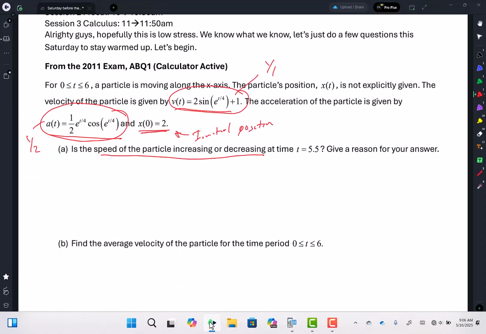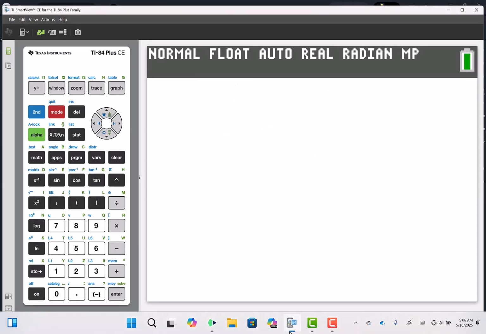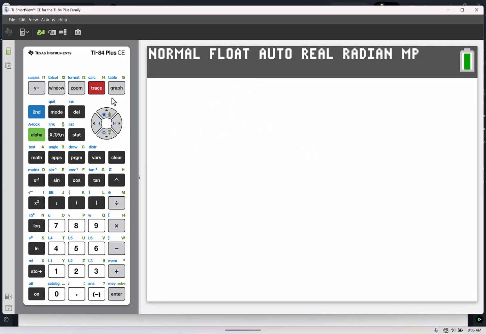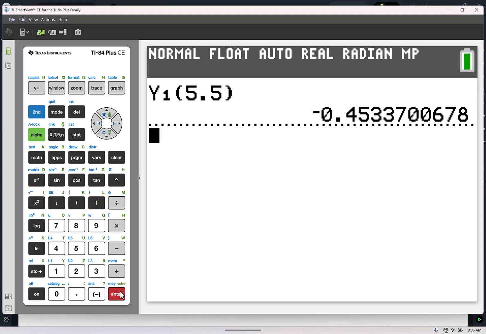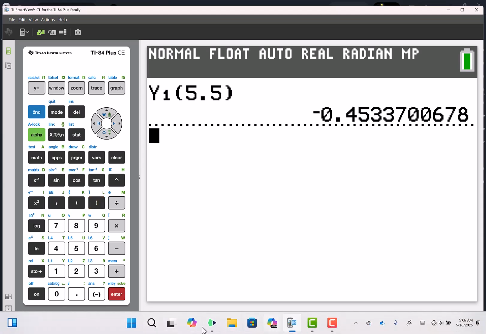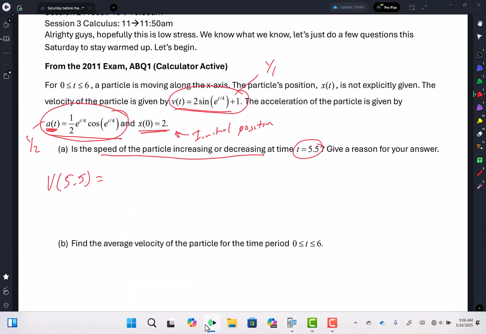And by the way, show them that you know what you're doing. Well, actually, they already give you the acceleration formula, so I was going to say take a derivative of velocity, but don't. Just go v of 5.5 equals, and then give me that number. So I'm going to go alpha trace. I have velocity in y1. Just don't confuse them about which one's in which. 5.5. I'm going to push enter, and here's that number, negative 0.4533 or 4534.